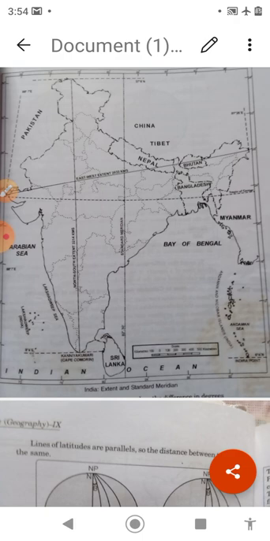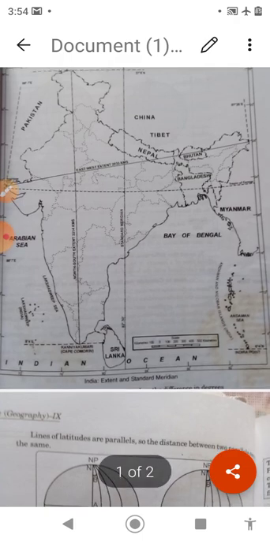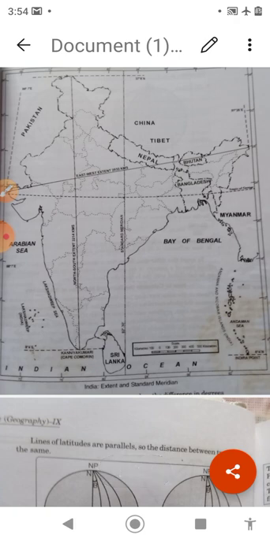Then another question that you will be getting: which are the states situated on the Bay of Bengal? They are Tamil Nadu, Andhra Pradesh, Odisha and West Bengal. Another common question: which are the states situated on the Arabian Sea? The states on the coast of the Arabian Sea are Kerala, Karnataka, Goa, Maharashtra and Gujarat. These are some very short answer type questions that you must know and learn by heart.